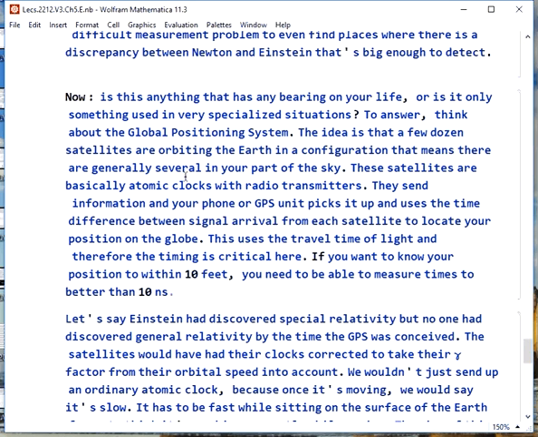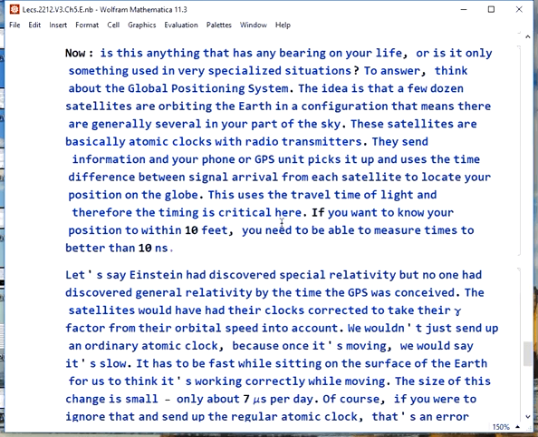To answer this, think about the global positioning system. The basic idea is there are a few satellites orbiting the Earth in a configuration that means there are usually a few in your part of the sky. These satellites are essentially atomic clocks with radio transmitters, and they send out information that your phone or GPS unit picks up, and it's using the time difference between the signal arrival of each satellite to locate your position on the globe. This requires using the travel time of light, and therefore the timing is critical here. If you want to know your position to within 10 feet, you have to be able to measure times to better than how long it takes light to move 10 feet, which is 10 nanoseconds.